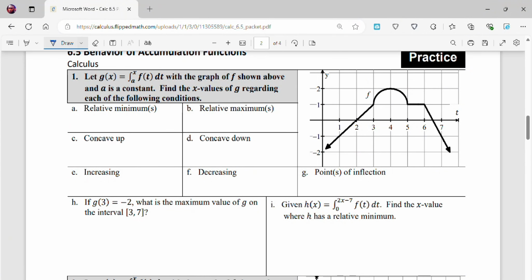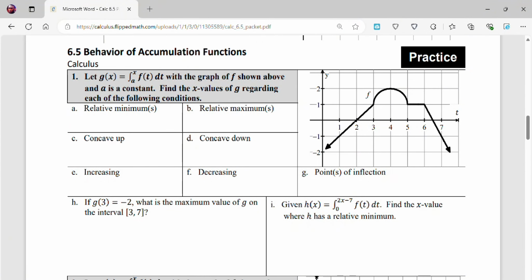Let g of x equal the integral from a to x, f of t dt. With the graph of f shown above and a is a constant, find the x values of g regarding each of the following conditions. So we can use the fundamental theorem of calculus. And then we know that the graph here is the graph of f, and we're given the equation of g.